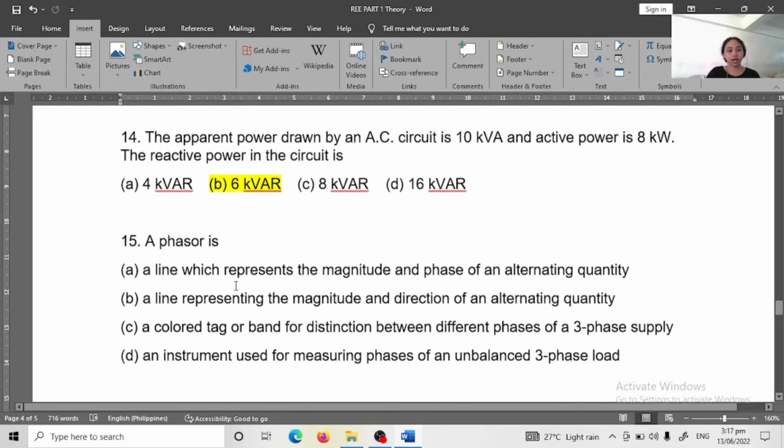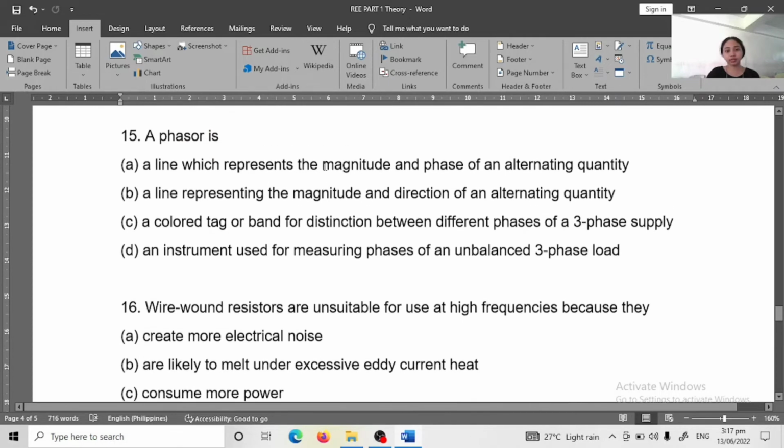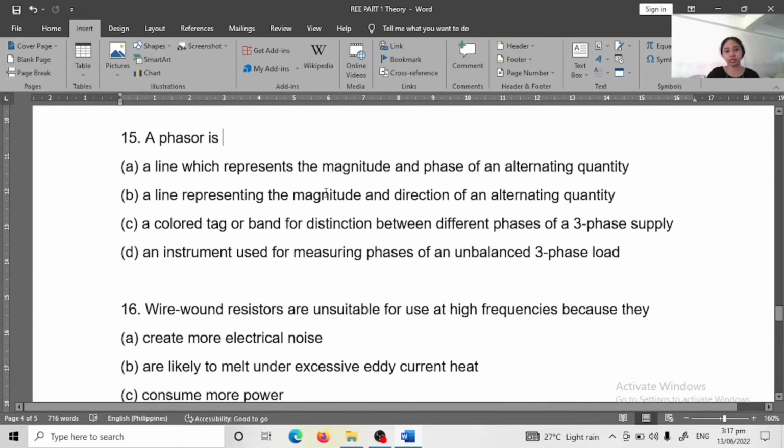Number 15. A phasor is A. a line which represents the magnitude and the phase of the alternating quantity, B. a line representing the magnitude and the direction of the alternating quantity, C. a colored tag or bond for distinction between different phases of the three-phase supply, D. an instrument used for measuring phases of unbalanced three-phase load. So a phasor is what? A line which represents the magnitude and phase of an alternating quantity.